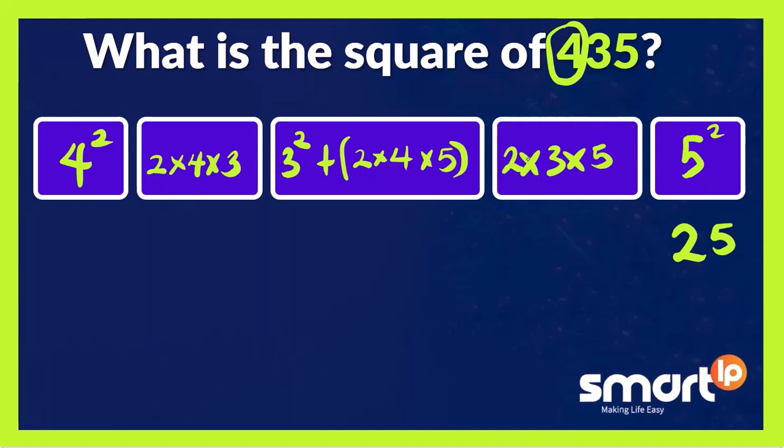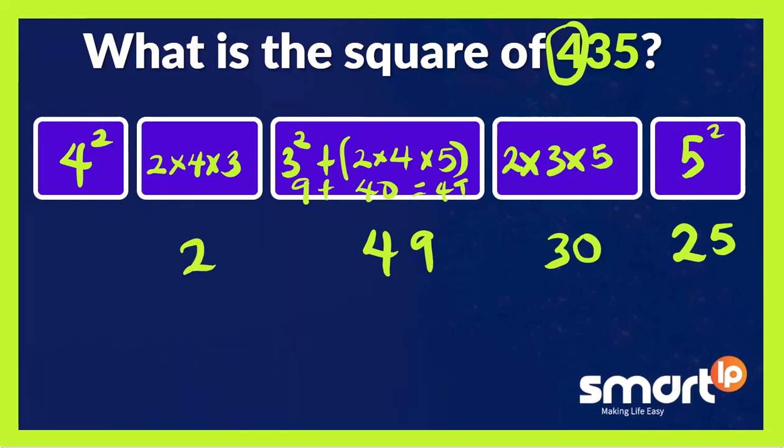After this, we have 2 times 3 times 5. That will give us 30. So let's write that out. Then 3 square is 9. So we have 9 plus, then we have 2 times 4, that is 8. 8 times 5, that is 40. So we have 9 plus 40, that gives us 49. Let's write the 49 here. Then we have 2 times 4, that is 8. 8 times 3, that is 24. Let's write the 24 here. Then 4 square is 4 times 4, that is 16.